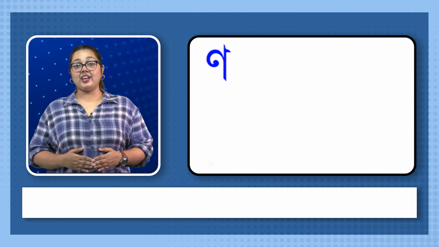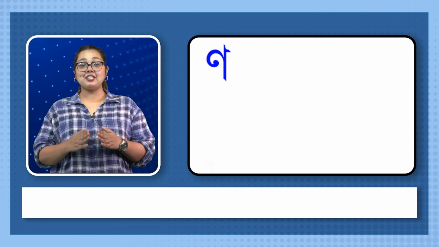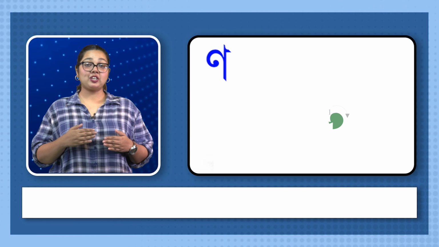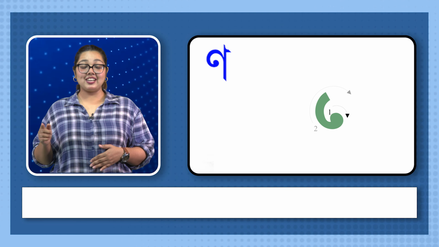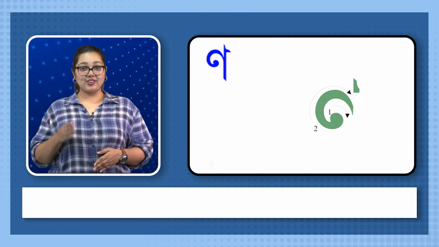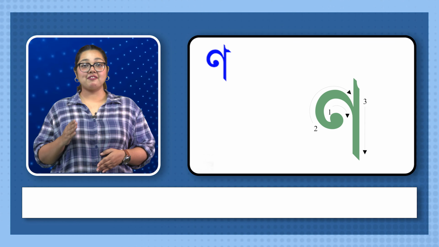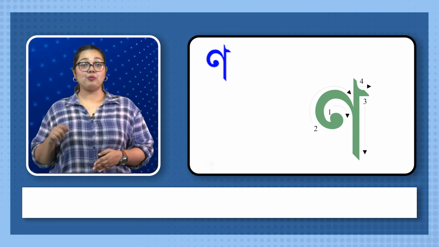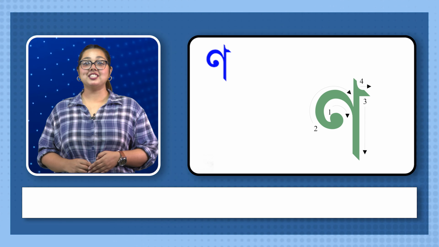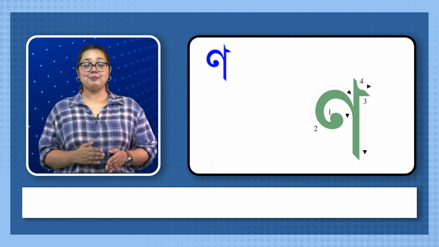Now let's try to write this letter Murdhanna. First, we will start here with a clockwise loop and a curve. Now, a straight line like this. Finally, draw the Ardhamatra. You have now successfully written the Bengali letter Murdhanna.